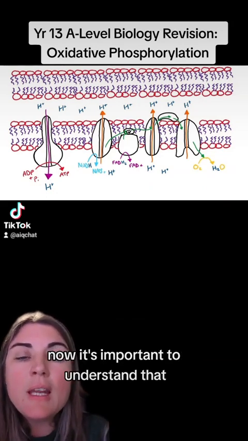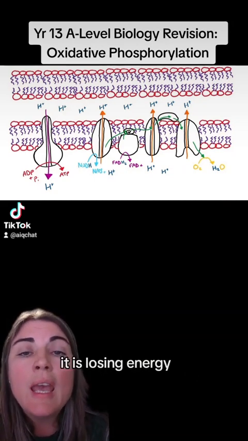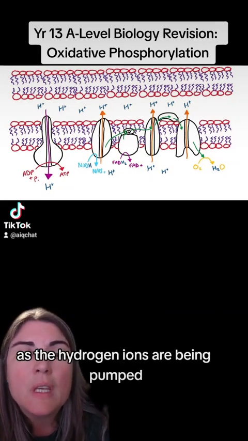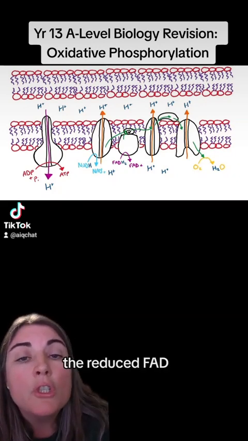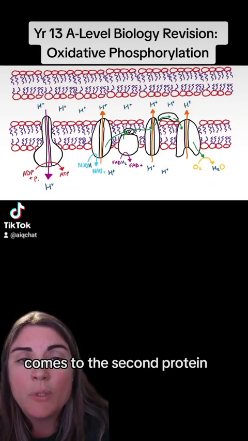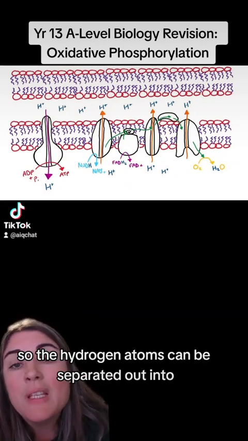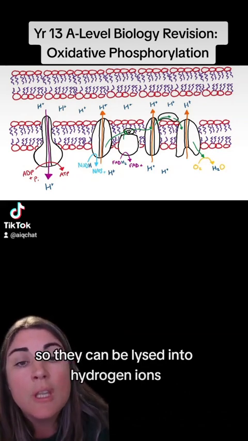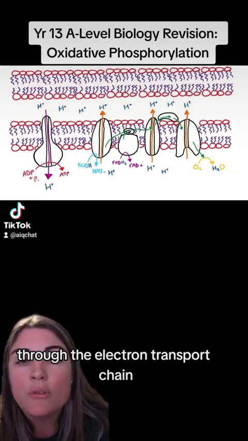Now, it's important to understand that with the electron transport chain, every time the electron is moving through the chain, it is losing energy as the hydrogen ions are being pumped. Now, the reduced NAD will come to this first protein. The reduced FAD comes to the second protein. Each time it is going to result in hydrogen ions being pumped. So the hydrogen atoms can be separated out, so they can be lysed into hydrogen ions and electrons. And it's those electrons that are free to move through the electron transport chain.